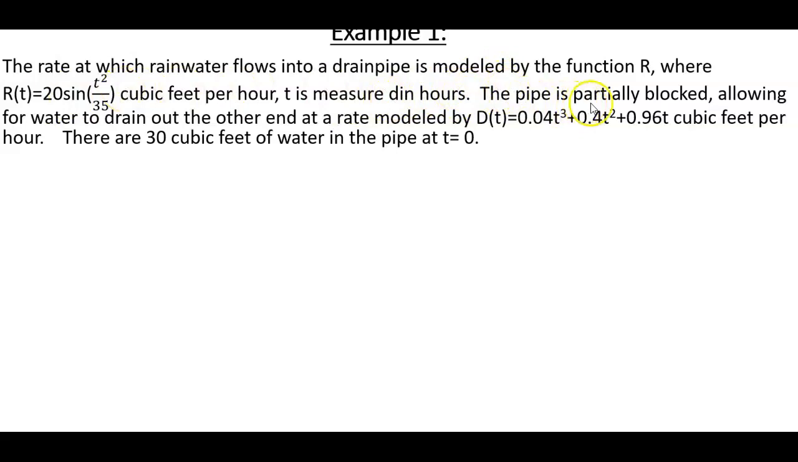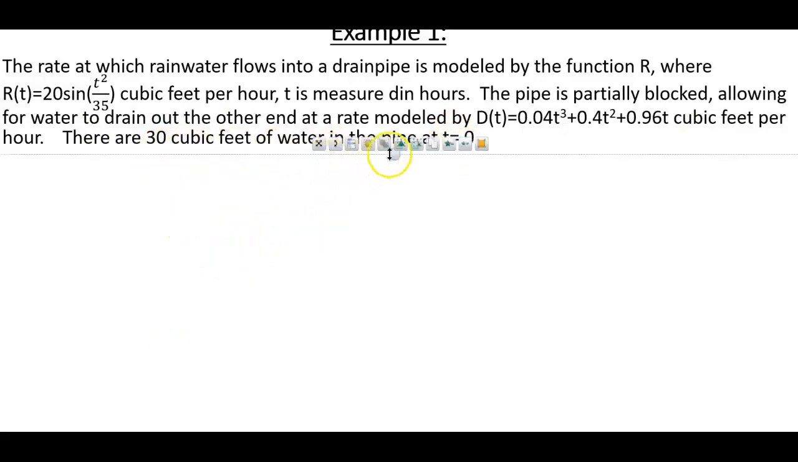The pipe is partially blocked, allowing water to drain out the other end at a rate modeled by this. So we have water also coming out of the pipe, and this is how fast it's coming out of the pipe in cubic feet per hour. And they tell us that at the beginning of our story problem, at t equals 0, there are already 30 cubic feet of water in this pipe.